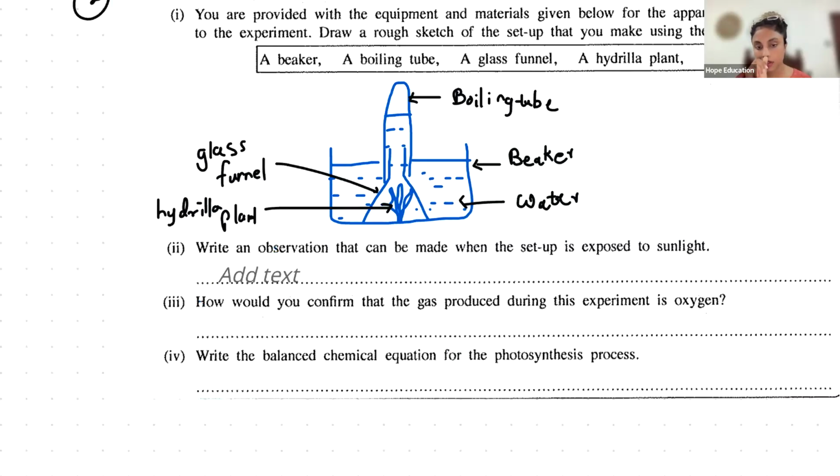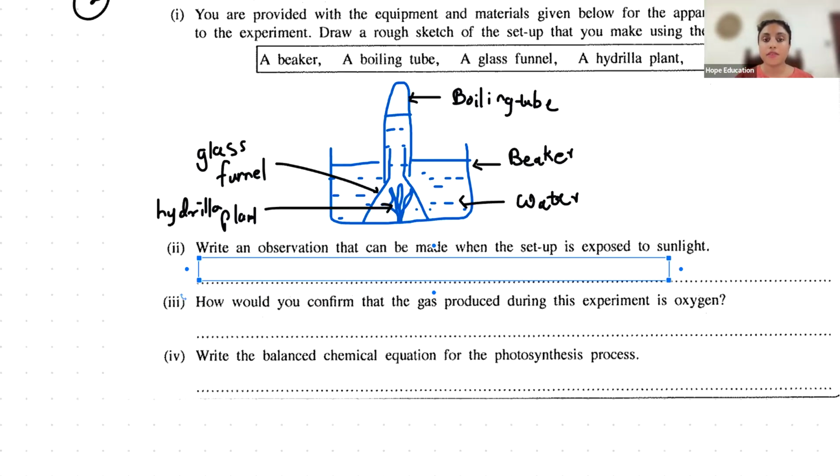Okay, yes. Others? Yes, bubbles are produced from the hydrilla plant. Okay, yes. Mainly what we see is that gas bubbles are produced. But I got another answer in the chat box that is also true. First of all, I will write this. Gas bubbles evolve or are released from the plant.